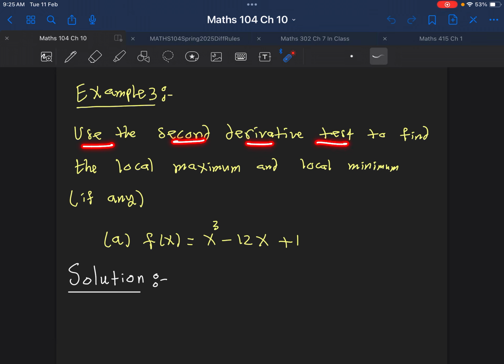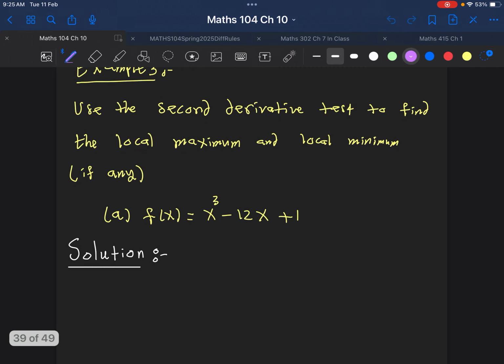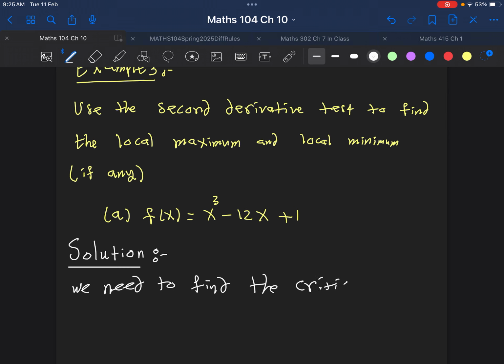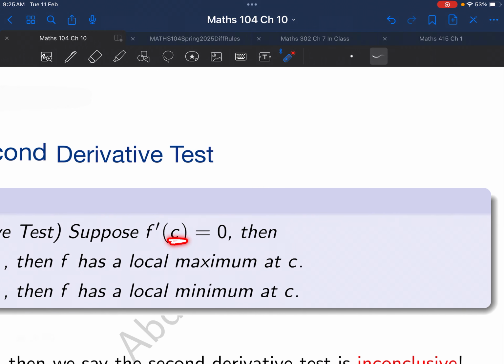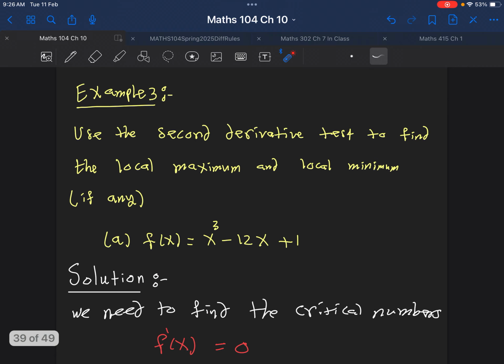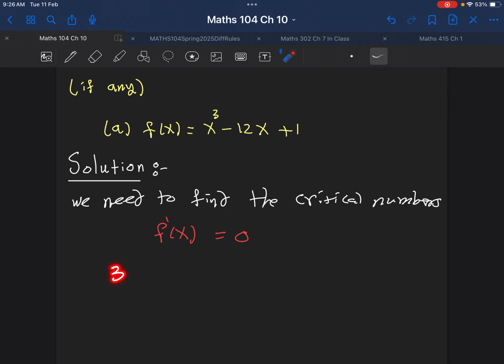So let's do example number 1. It says to use the second derivative test to find the local maximum and local minimum, if they exist. The first step, as we did before, is to find the critical numbers. In this case, we will only find where the derivative f prime of x is equal to 0, because for the second derivative test we only focus on the case where the derivative is equal to 0.